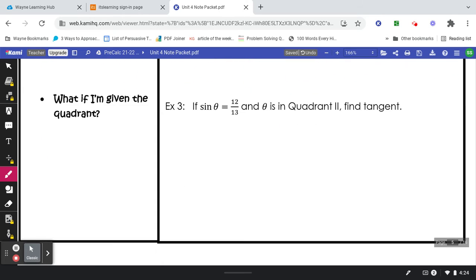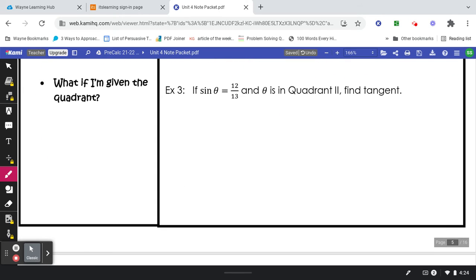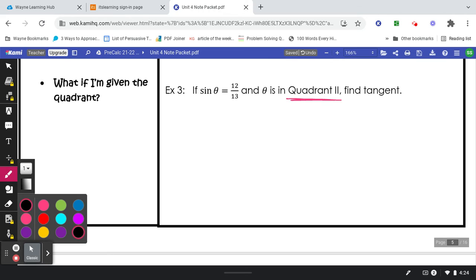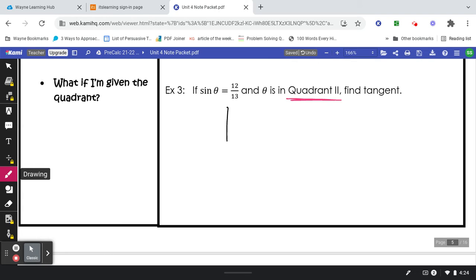Great, example number 3. This time they actually give us the quadrant. So they tell us right here that it's in quadrant 2. So we're just going to draw that triangle as a quadrant 2 triangle, right here. Your theta, your angle, and then you can label opposite, adjacent, and hypotenuse.